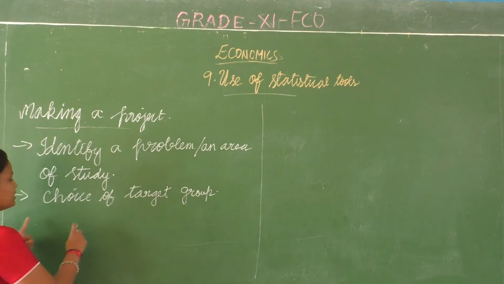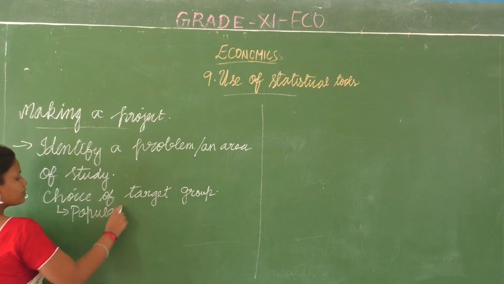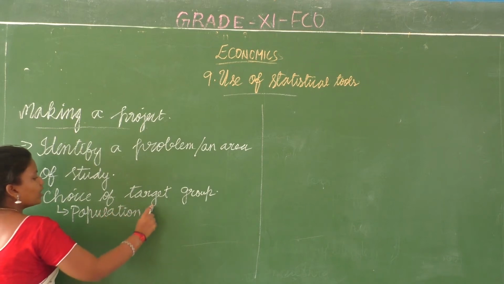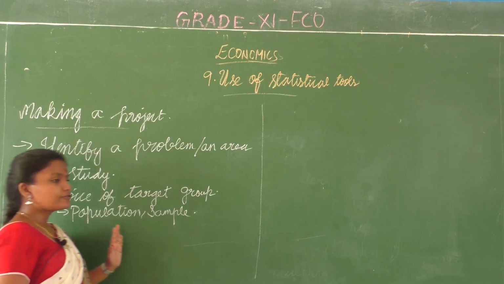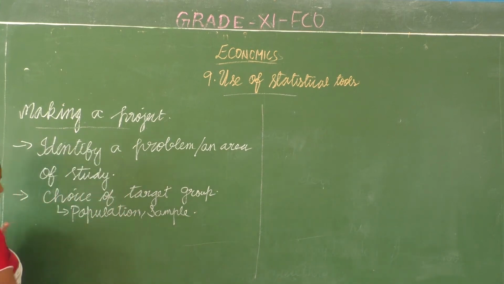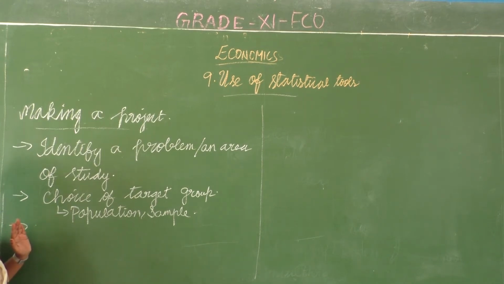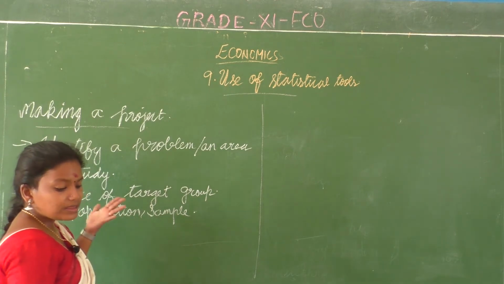Here you should be deciding your population and your sample. You have to choose your population and sample. Clear? What do you have to do next? The next step is choosing your target group, that is choosing your population and your sample.